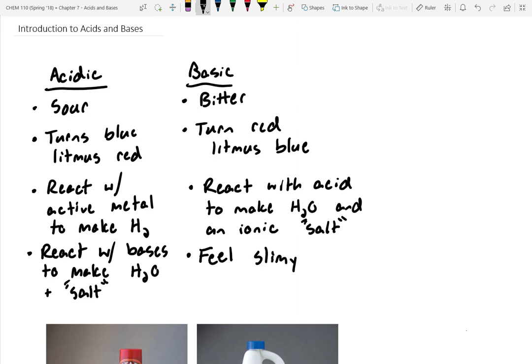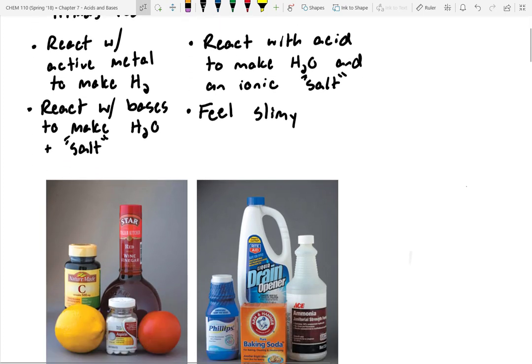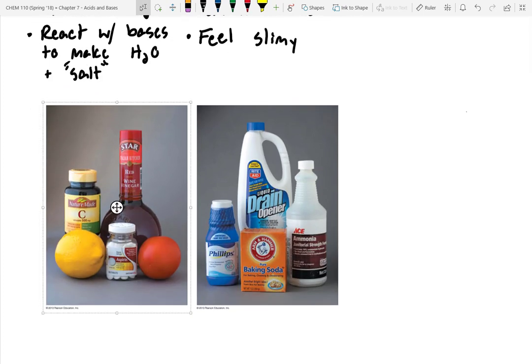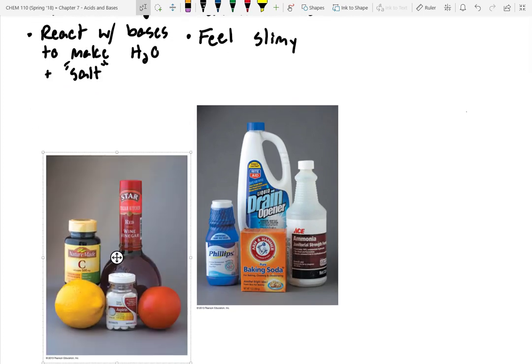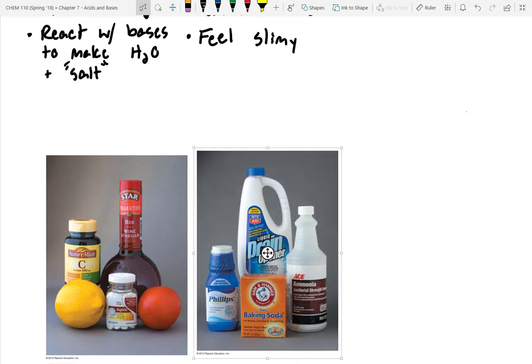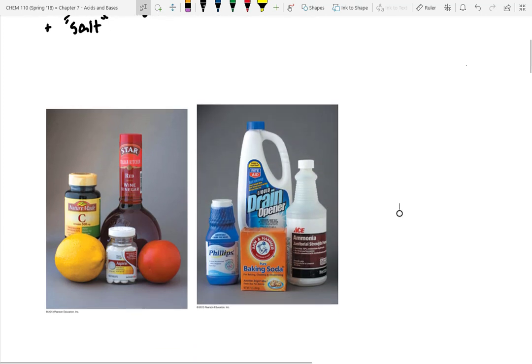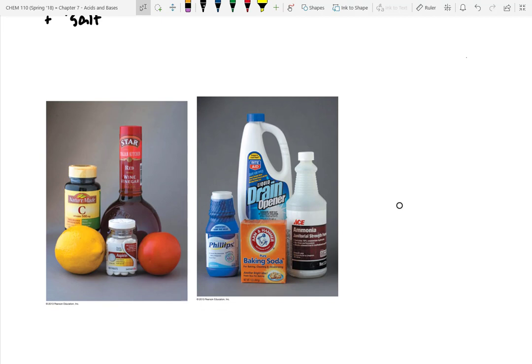All right, so here's some example of some household acids and bases. If you look at the ones on the left versus the ones on the right, which ones do you think are the acids? Yeah, the ones on the left are our acids. Right, we said citrus fruits like limes and oranges are acids. A lot of you checked aspirin in lab too. Aspirin is acidic. Vinegar is definitely acidic, and vitamin C is also acidic.